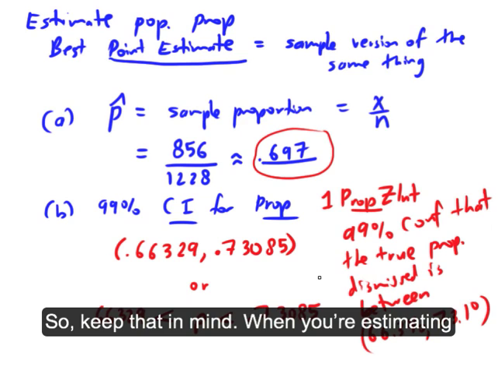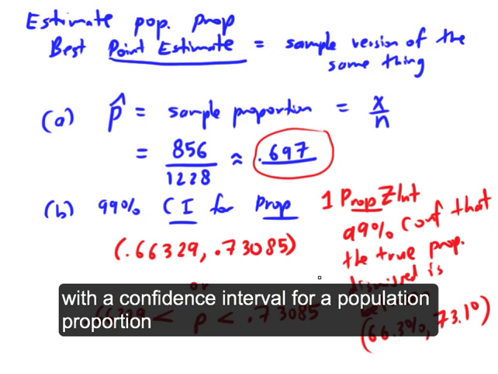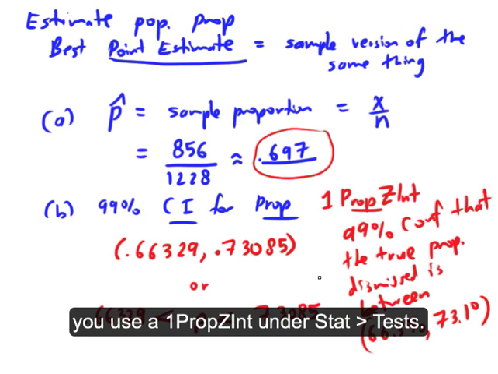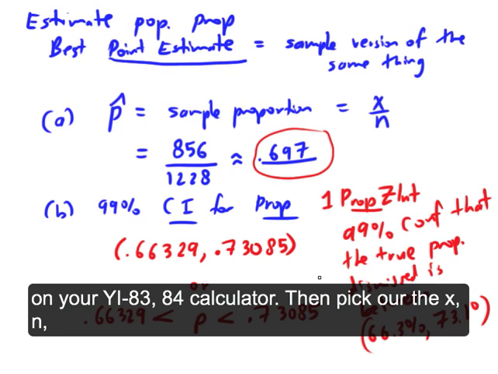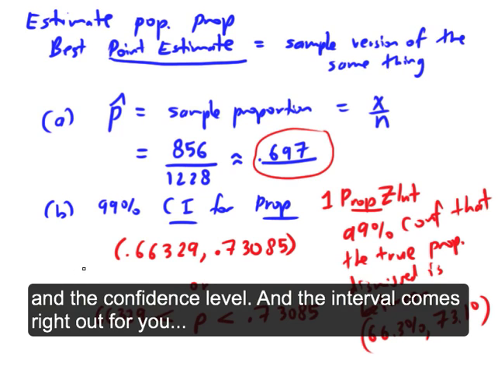So keep that in mind when you're doing a confidence interval estimate for a population proportion. You use a 1PropZInt interval under Stat Tests on a TI-83 or 84 calculator, and then you just basically pick out the x, the n, and the confidence level, and the interval comes right out for you.